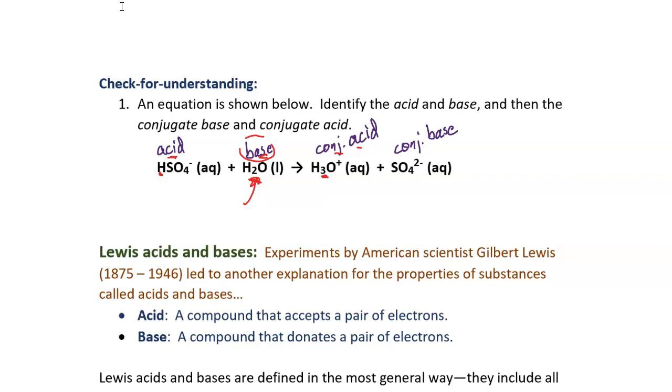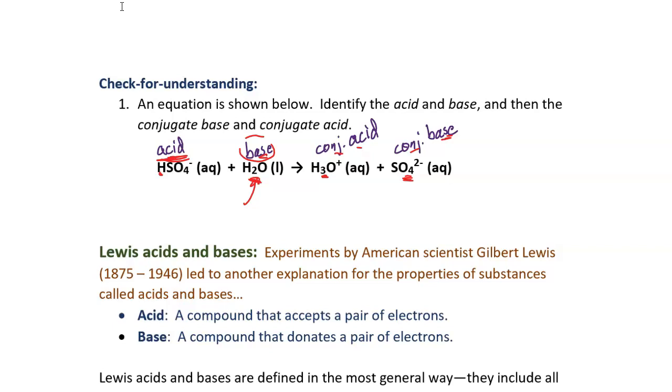Now let's look at the SO4 negative 2. This is called a conjugate base. It has no hydrogen in it, so it's definitely not able to donate hydrogens, but it is able to accept hydrogens if there were any nearby. So that makes it a base. It's a conjugate base, meaning it was created from the acid on the left side.